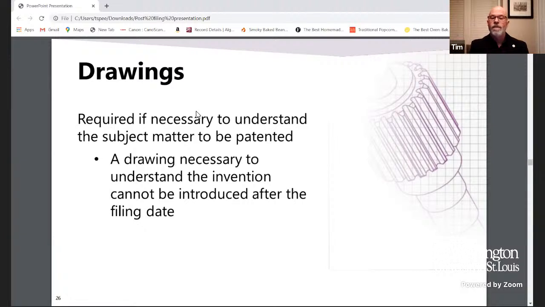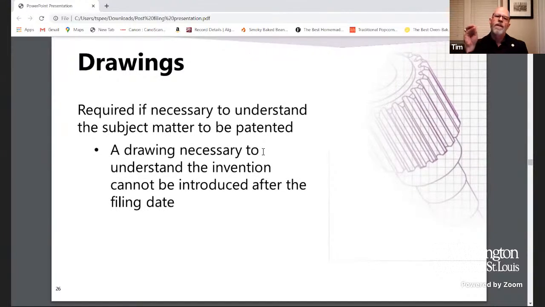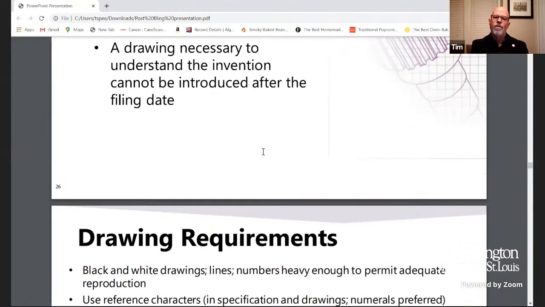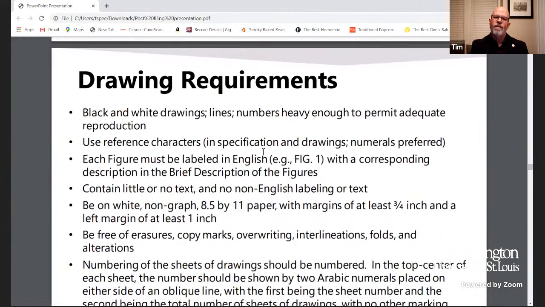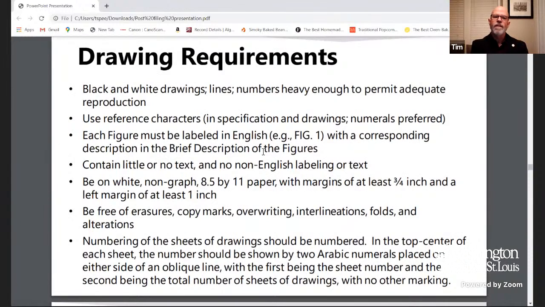But I would probably say the vast majority actually do have drawings, and they're required, if it's necessary, to understand the subject matter to be patented. That's typically something left up to the patent owner. If you need drawings, you will file them, because especially in certain arts, people will set forth different embodiments and different drawings. And then when you write your claims, you can refer to specific drawings that capture most of the subject matter that you wanted to have covered in the claims. These are the specific requirements for drawings.